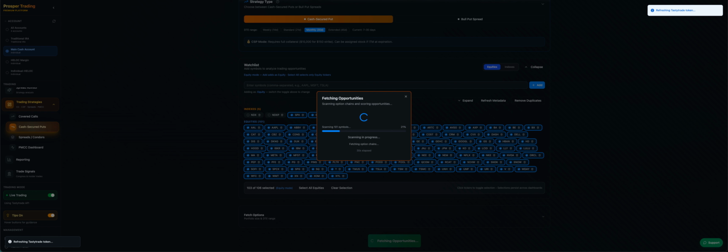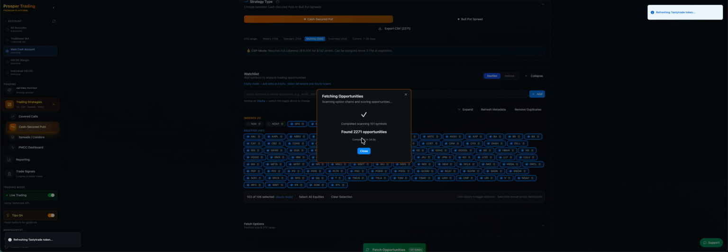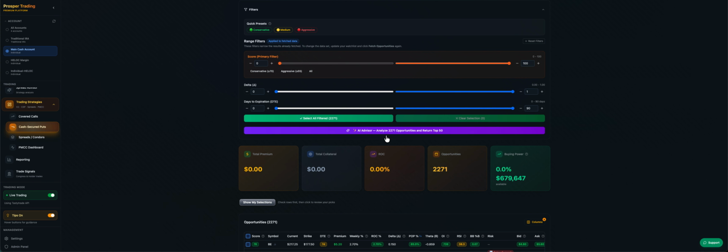So what this is doing is it's going out and pulling back from the API with Tasty Trade all of what's called the contracts in the option chain. And as you can see here, it found 2,271 opportunities. And you might be asking yourself, well, how do I sort through that many positions? Well, I'm glad you asked.